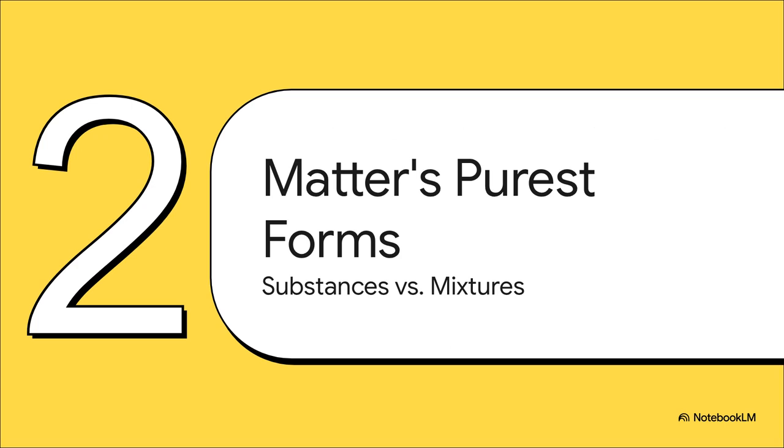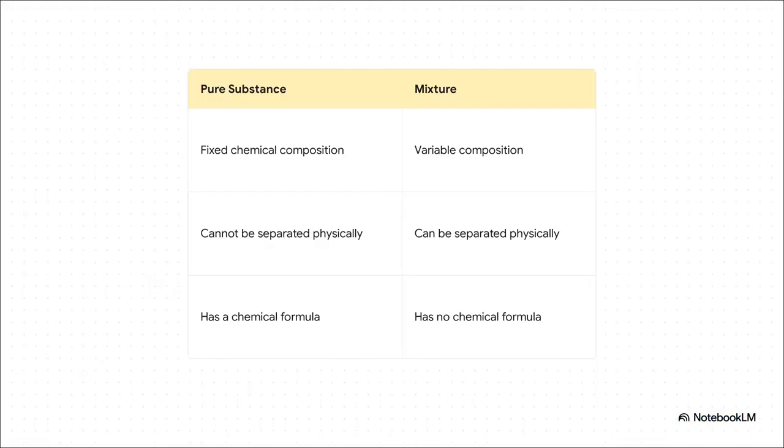Okay, so we've sorted matter by how it acts: solid, liquid, gas. But now we gotta go deeper. We need to sort it by what it's actually made of chemically. And this right here is the first huge fork in the road for all of chemistry. Basically, everything, and I mean everything, can be tossed into one of two buckets. It's either a pure substance or it's a mixture.